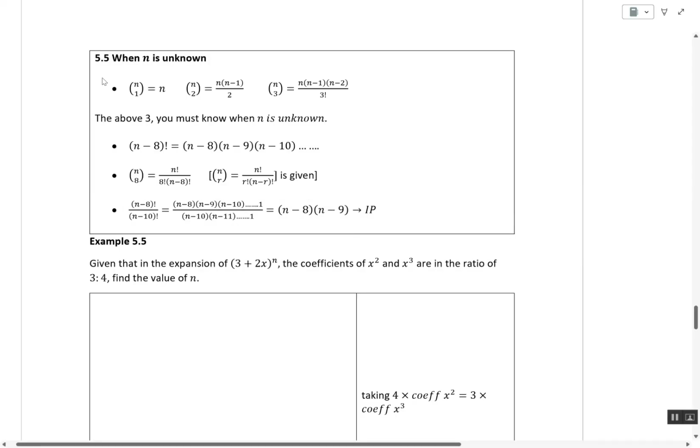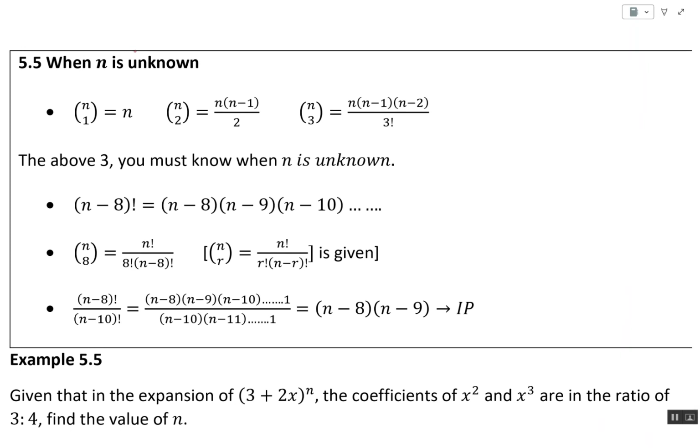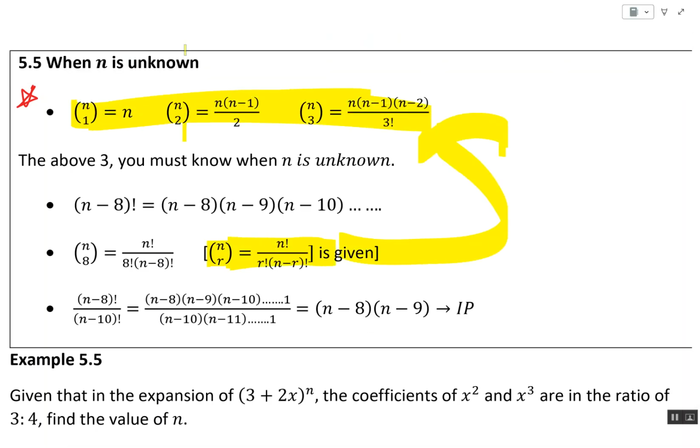Last part of your binomial, where n is unknown. Basically, all these are the three important forms for your binomial that you all need to know. All these originate from this formula over here, which is what you all have in the very first page. So from this, for example, if I put n choose 1, how did I get n?